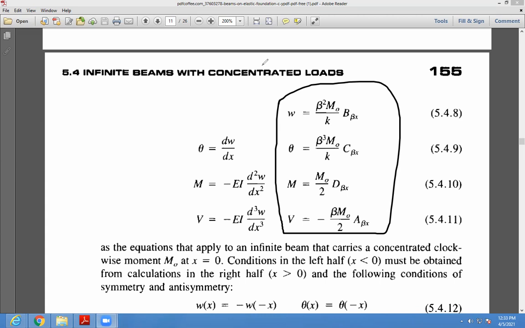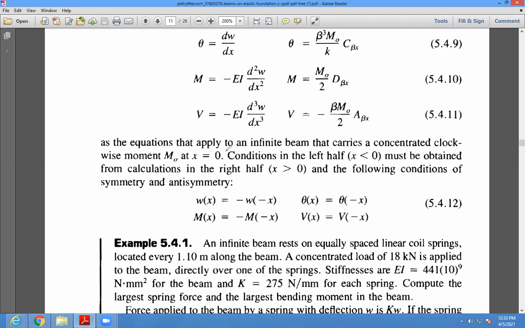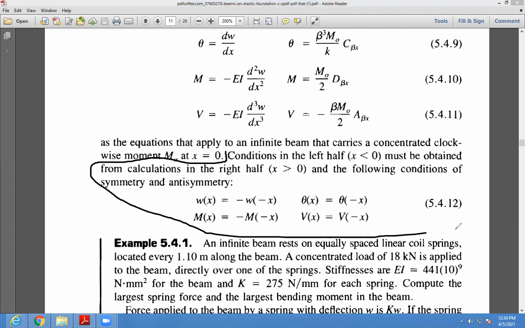Is it over? Yes, sir. Right. Now, next line, write down. Conditions in the left half must be obtained from the calculation in the right half. So whatever the equations that you have to multiply by minus, only that is changed. So putting the value of x, negative values are towards the left side.